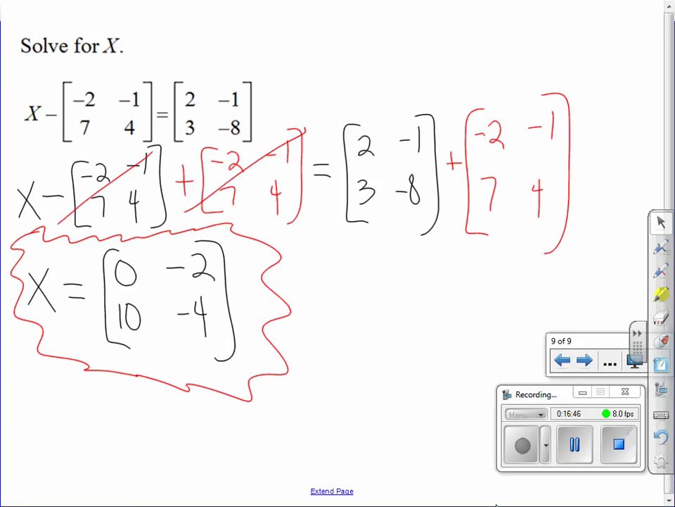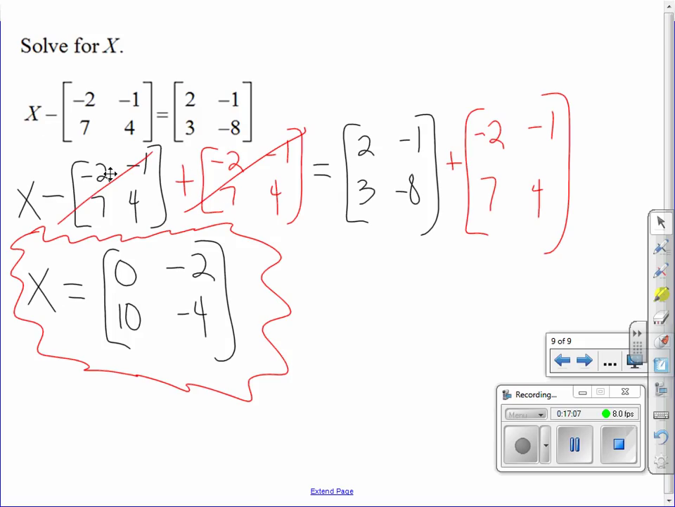Alrighty then. Here's what I got for my matrix X. In the first column, 0, 10. In the second column, negative 2, negative 4. How did I get that? Notice that it's subtraction here. It's X minus this matrix. So I'm not going to subtract it. I need to undo what's being done to X, so I'm going to add it to both sides.